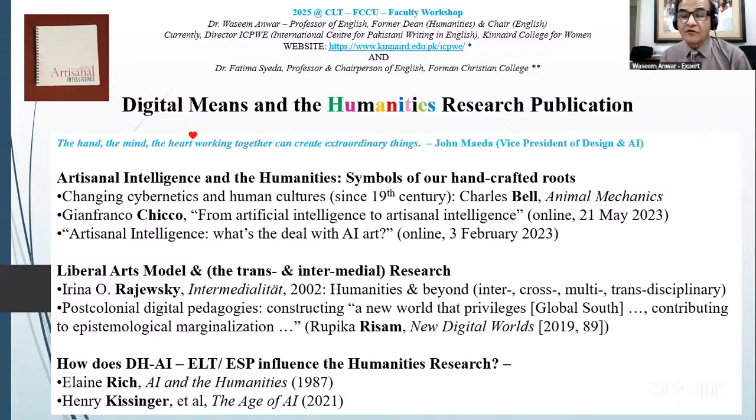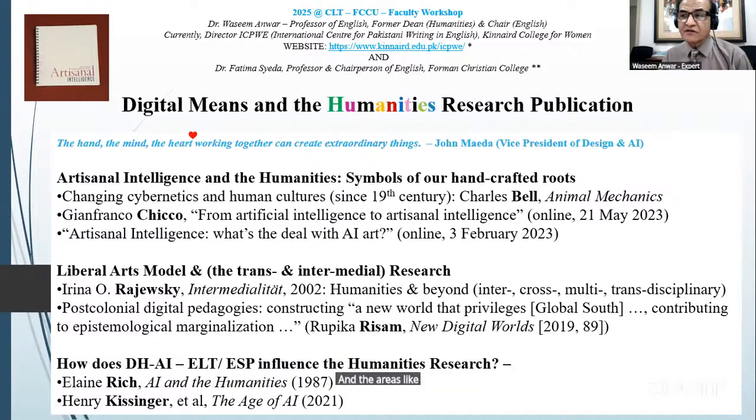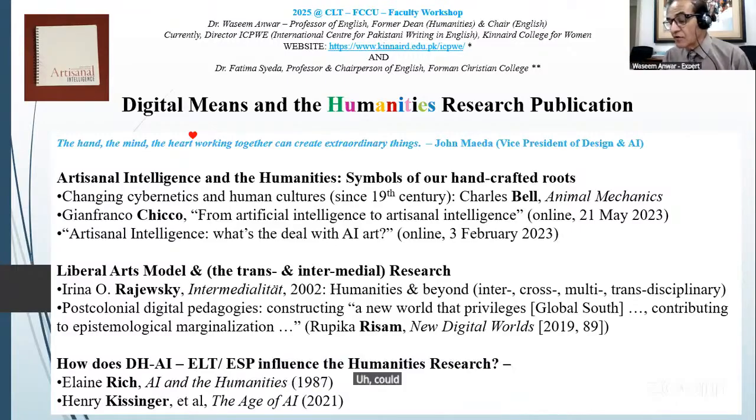Now, of course, when we talk about digital humanities and artificial intelligence, it is very helpful even in terms of cross-disciplinary understanding, and there are areas like ELT or ESP, where we come up with special kinds of linguistic processes that we deal with. Could be non-monotonic reasoning or the concordance that comes along. Could be the field of medicine or cybernetics, whatever we are dealing with. They are all part of the knowledge, because that's why humanities very much welcomes artificial intelligence, but does not let it go with the values that humanities promotes.